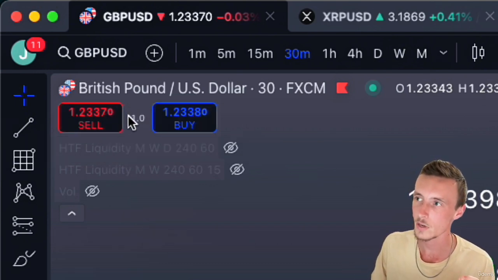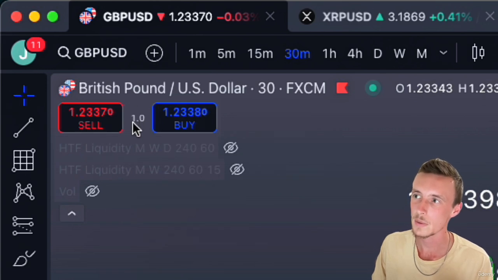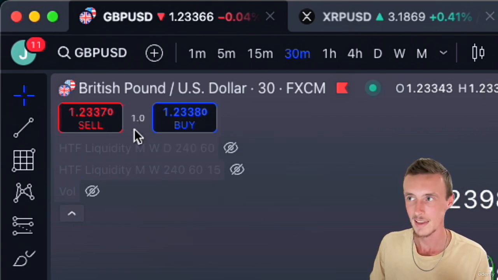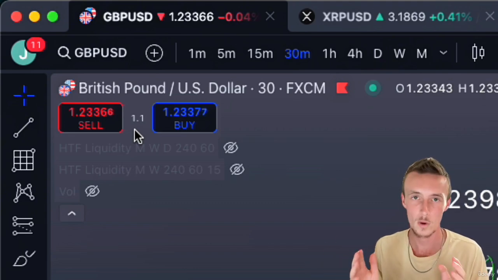And this little number in the middle here, it's very small. I'll zoom in so you can see it. But this little number indicates the spread. So at the moment it says 1.0, 1.1. It changes all the time, right? Because spreads are always changing.